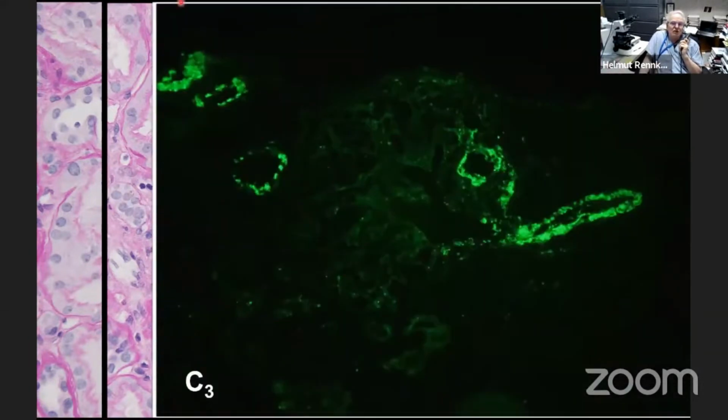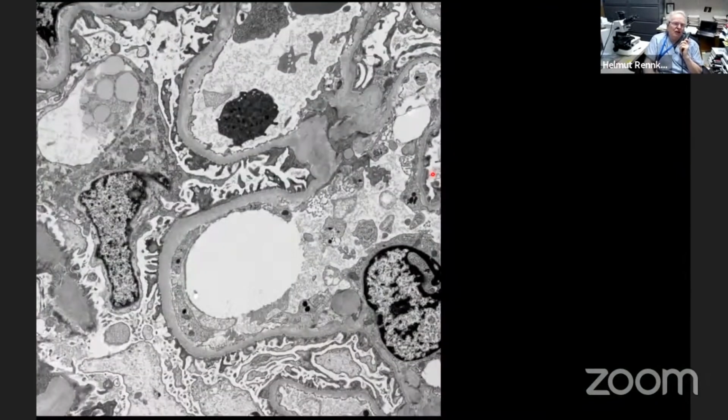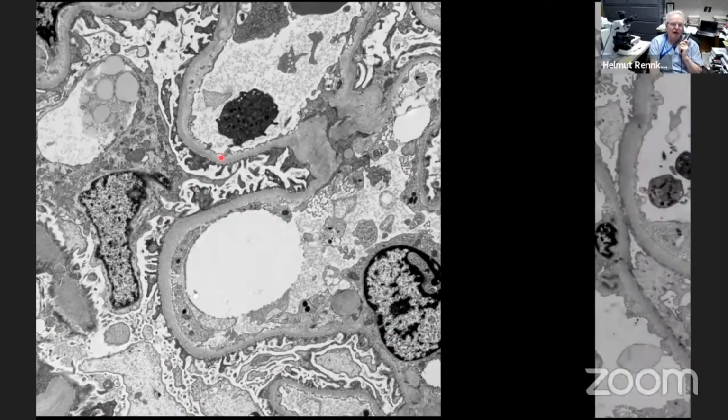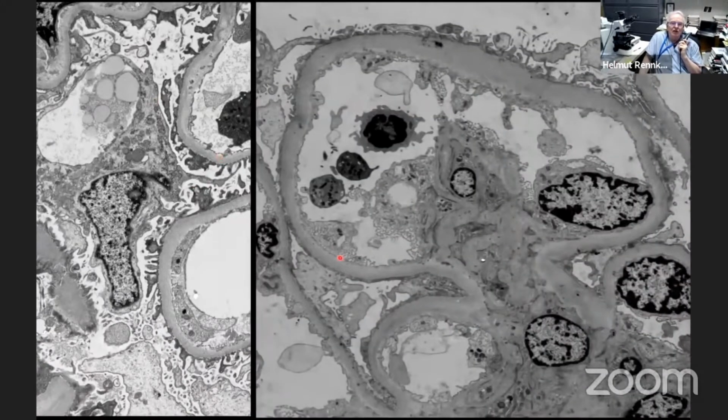The immunofluorescence was pretty negative, except for complement, of course, C3 in the vascular walls and a little bit in the glomeruli traces. And the electron microscopy rules out, of course, a diffuse podocytopathy. This is not idiopathic focal and segmental sclerosis. And in various glomeruli, you can see damage to the endothelium, loss of fenestrae, and effacement of the foot processes.